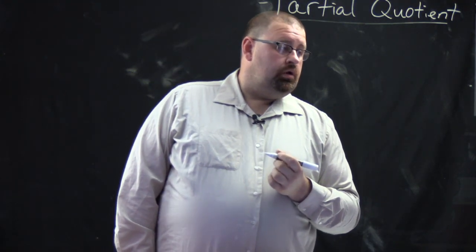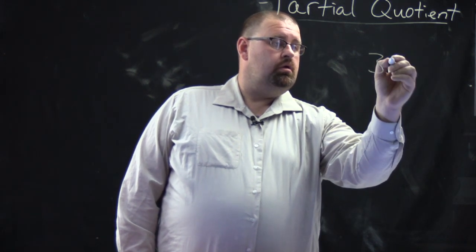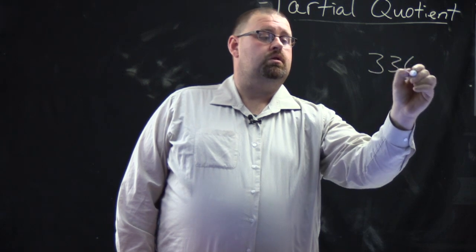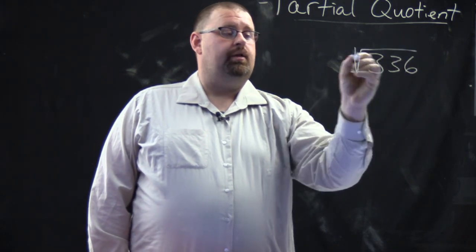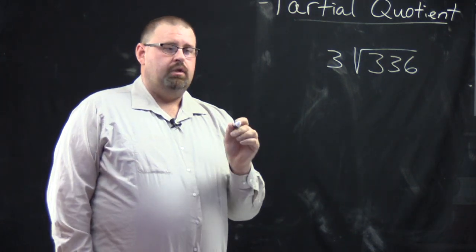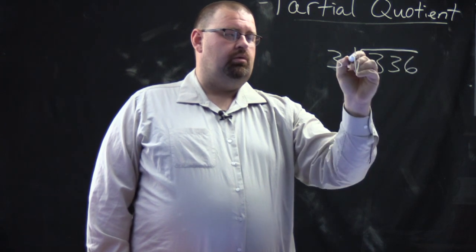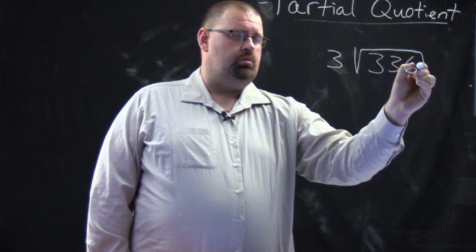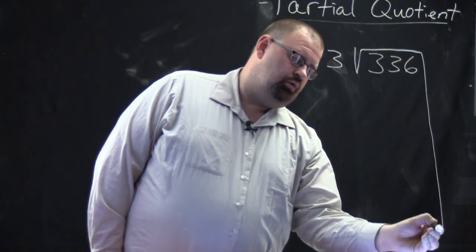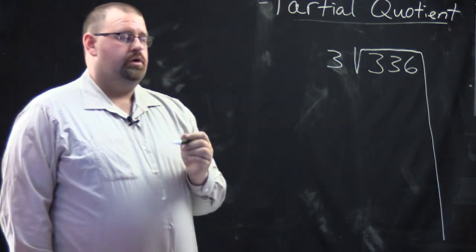The first one we're going to try, 336 divided by 3. 336 divided by 3. Now, if you notice, the bar here looks just like the last one that we've done, but with partial quotient, we're going to take this division bar all the way down. We're going to take the division bar down further, and you'll understand here in a second.